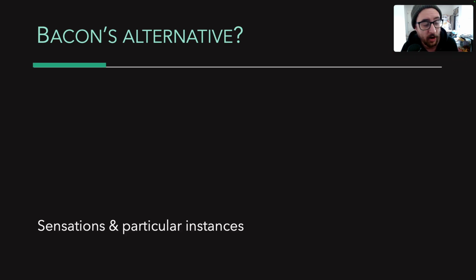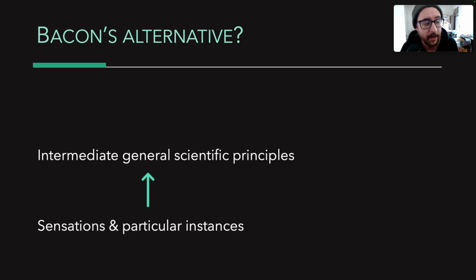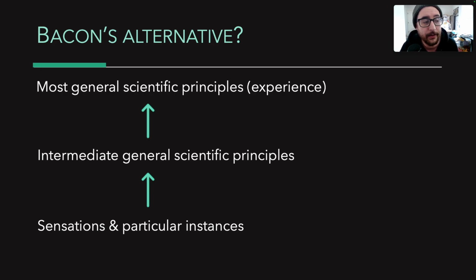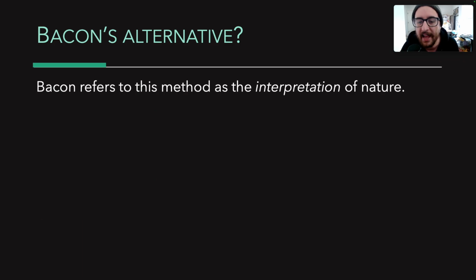So he pictures it as starting at the sensations and particular instances, reasoning up to intermediate general scientific principles, and then using those to reason to more general scientific principles. So you're always reasoning from the more particular or specific to the more general. Bacon refers to this method as the interpretation of nature. You are constantly gathering more data and then interpreting the data that you have. And then you use that interpretation to devise new methods for discovering more data, which you can then use to construct even more general principles, until we arrive at the most fundamental causes in the universe.